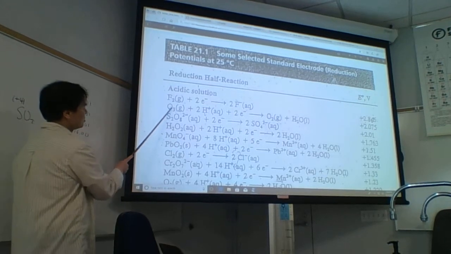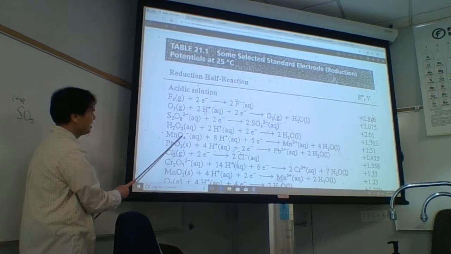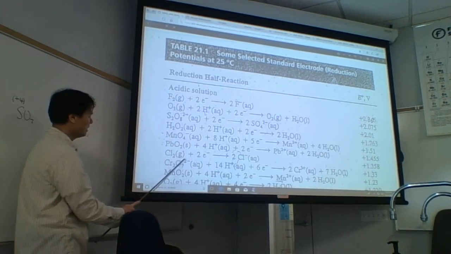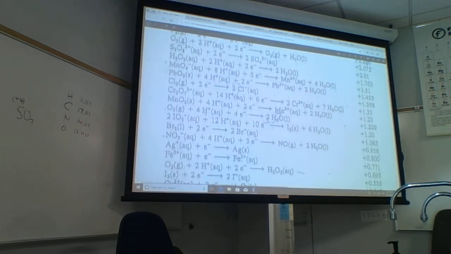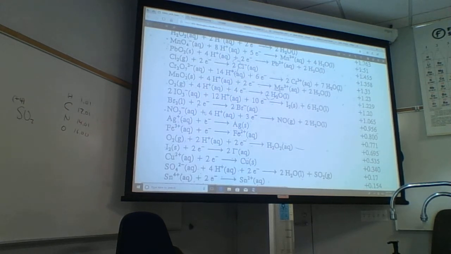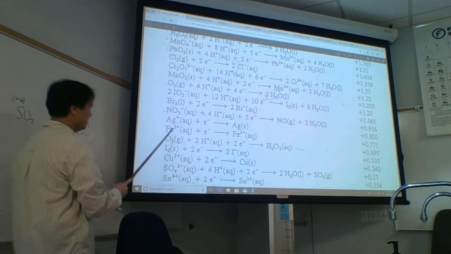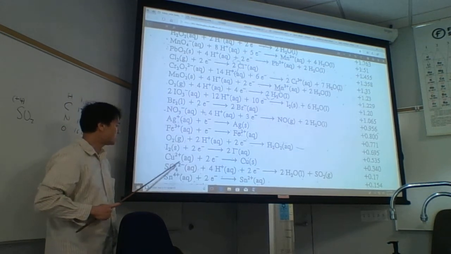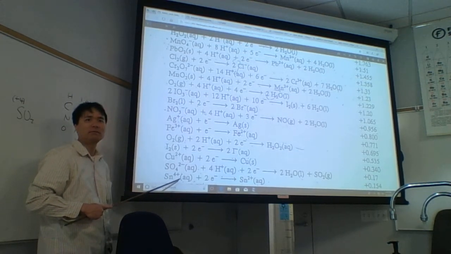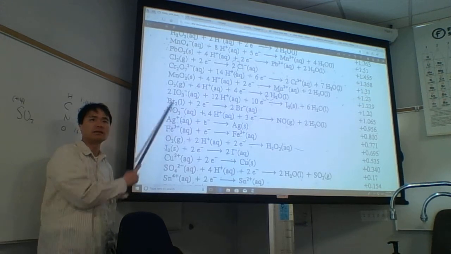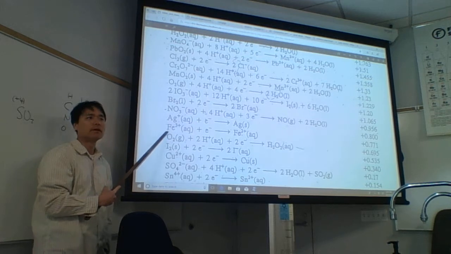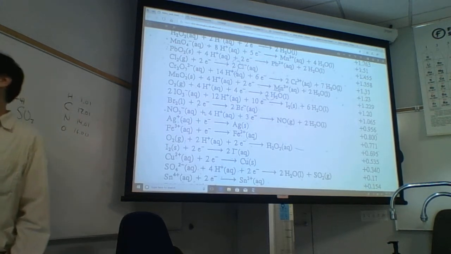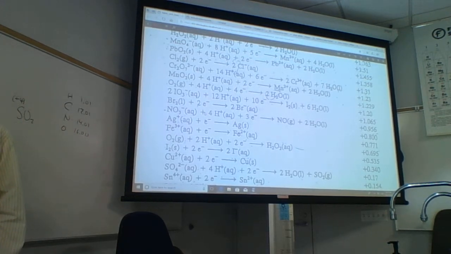Zero charge, negative charge, zero charge, negative charge, zero, zero, negative, zero, zero. So what's the pattern so far? It's either neutral or negative. But then we go here. Positive, positive, neutral, neutral, neutral, positive. Is there a pattern there that you see for the net charge? And these are all oxidizers here. There's no pattern.